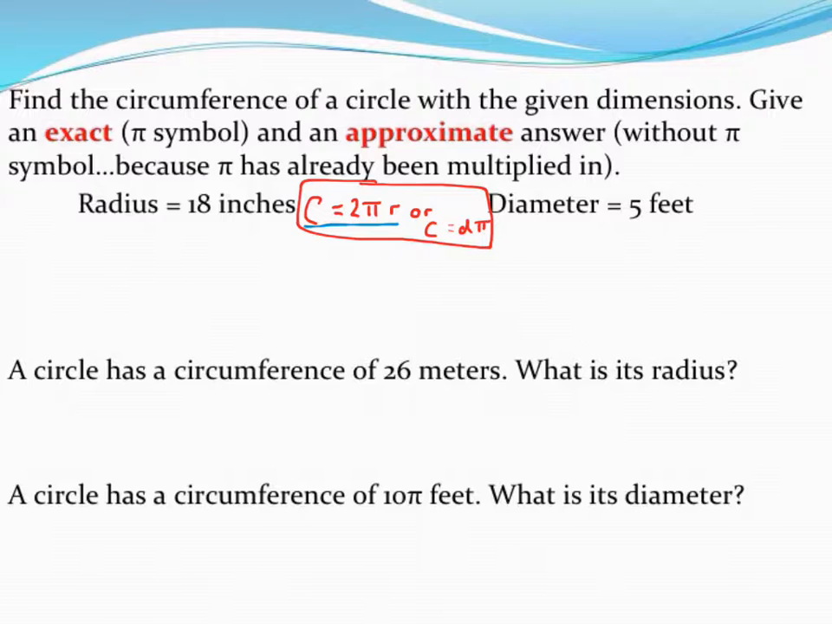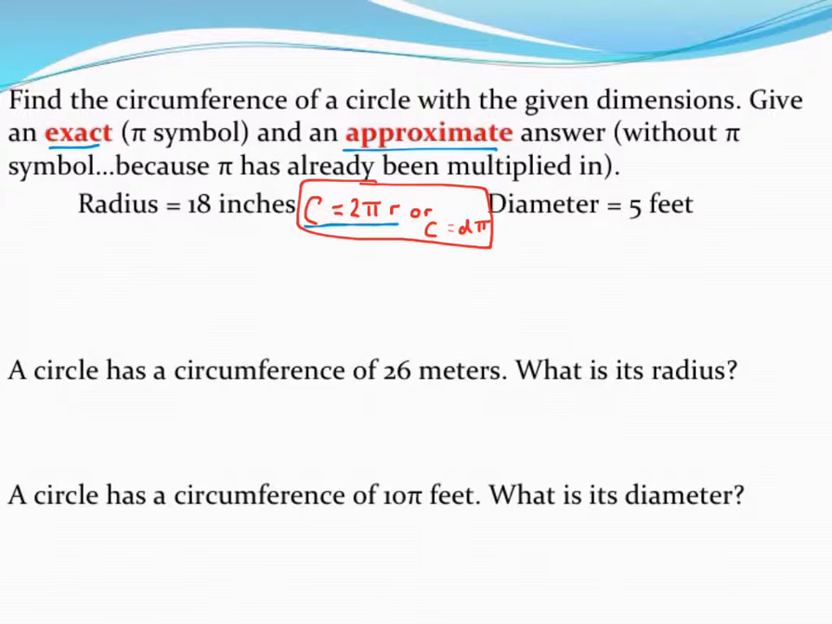So let's go ahead and take a look at how we can use that formula to find both the exact circumference of a circle as well as the approximate circumference of a circle. The exact circumference will have the pi symbol in it. Pi is an irrational number, as you guys know. It goes on forever and never ends. So the only way to accurately, exactly express that number is to use the symbol.